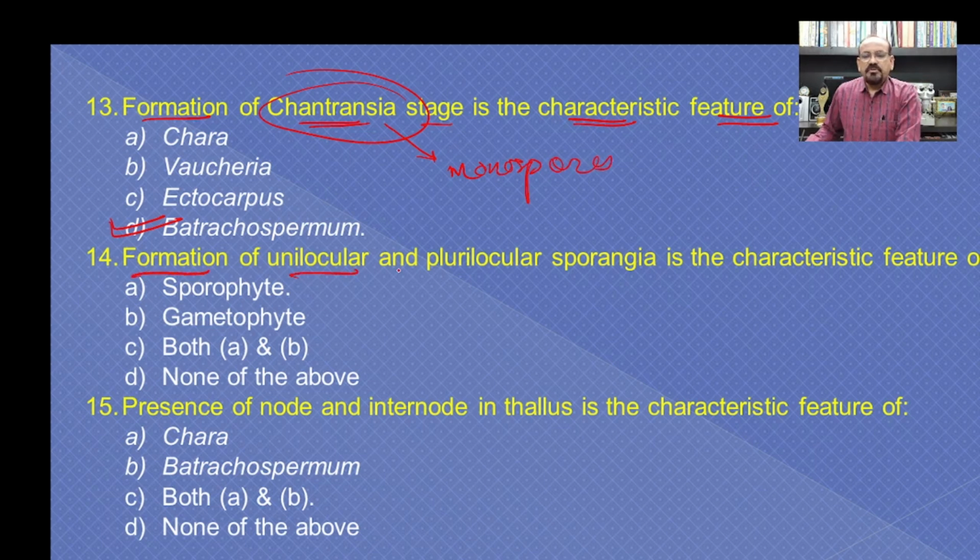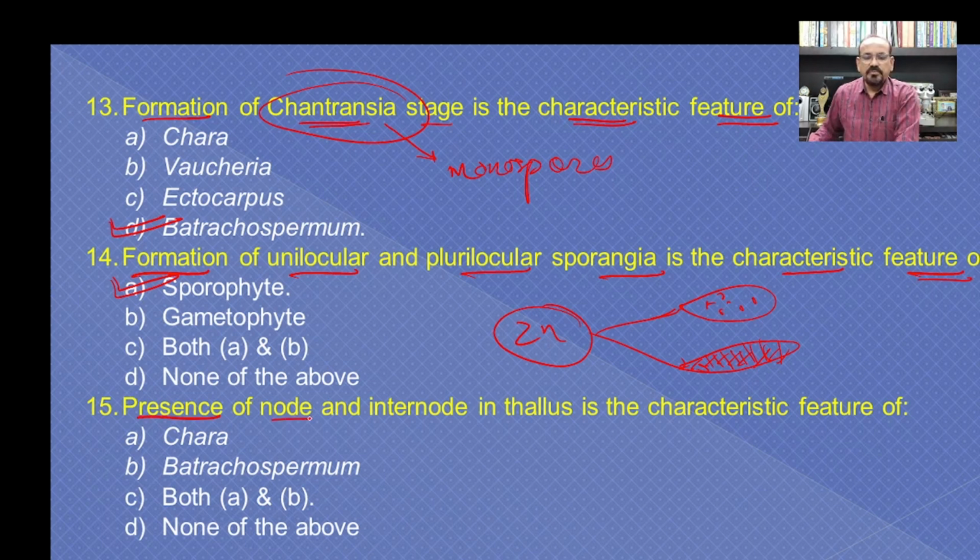Then formation of unilocular and plurilocular sporangia is a characteristic feature of, as we have seen earlier, when there is a diploid plant body, again there is a formation of either the unilocular sporangia or the multilocular sporangia on it. So the sporophyte will be the correct answer for this question.